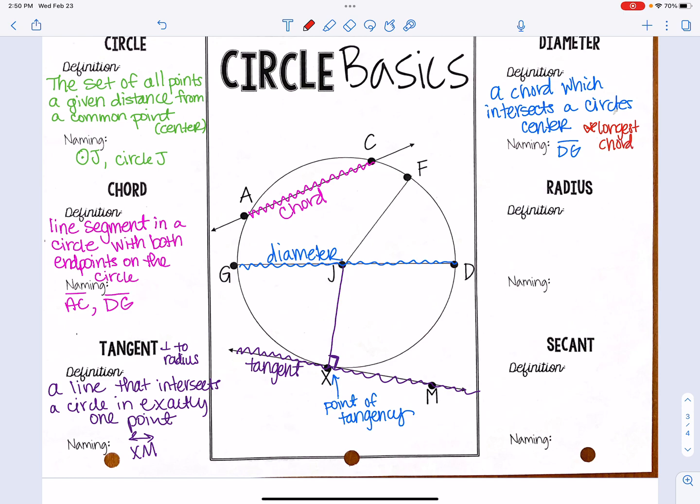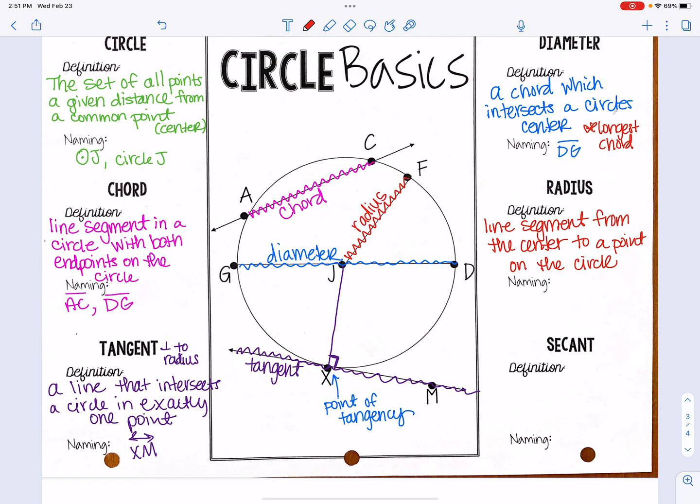All right, next we have our radius. Radius is a line segment from the center to a point on the circle. So your radius would be like JF. There's more than one, but I'm just going to pick that one. And it's a line segment. So it goes from the center to a point on the circle. And it's half the diameter.